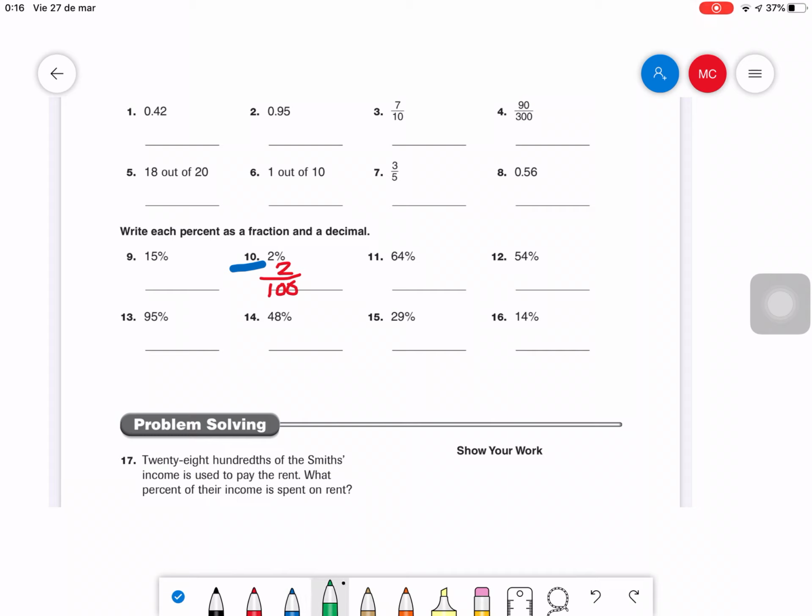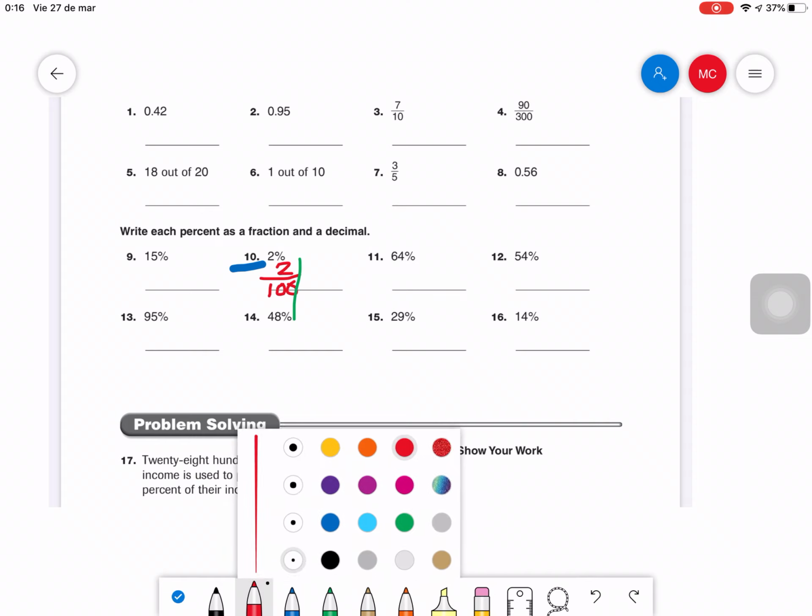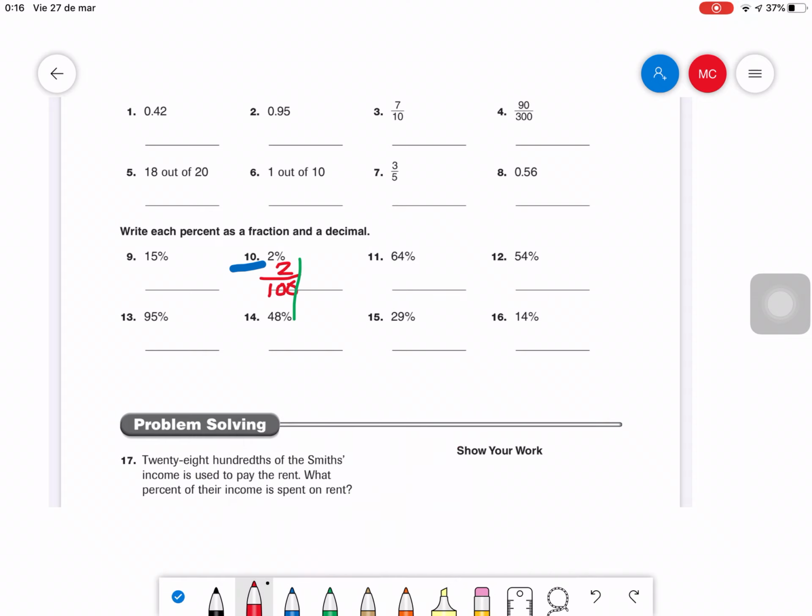Then, that is as a fraction, now as a decimal. If I change 2% to a decimal, it will be 0.02, right? The same for all the other ones. That is what you gotta do in the second exercise. It will be easy. Fraction and then decimal.